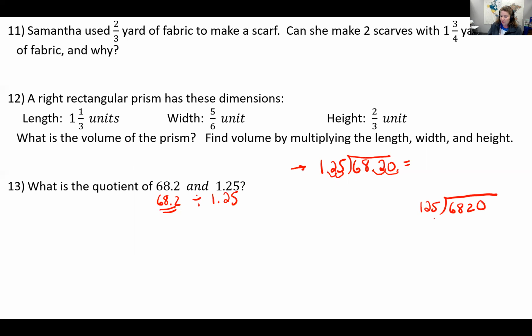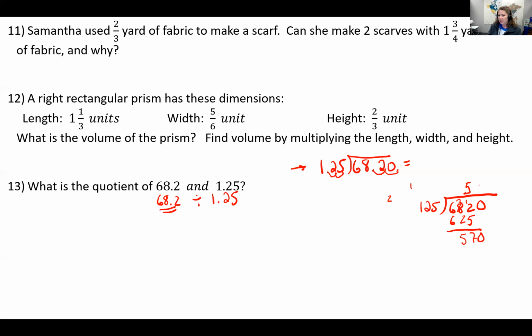All right, well, 125 will go into 682 5 times, I believe. 5 times 5 is 25. Carry the 2. 5 times 2 is 10, plus 2 is 12. Carry the 1. And 5 times 1 is 5, plus 1 is 6. So we got to subtract. 12 minus 5 is 7. 7 minus 2 is 5.